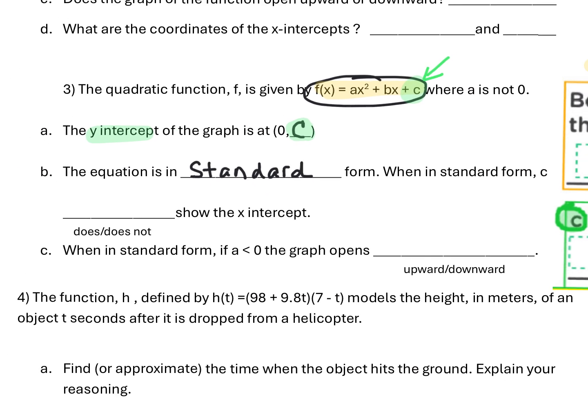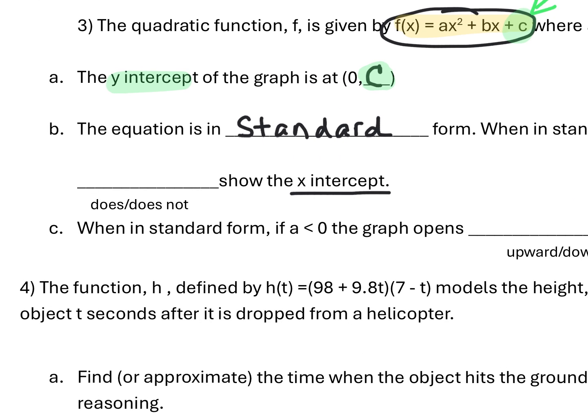So here it says the x-intercept. I'm going to say that standard form does not show the x-intercept. So on the test, if it asks you to use standard form to find an x-intercept, you can't do it.